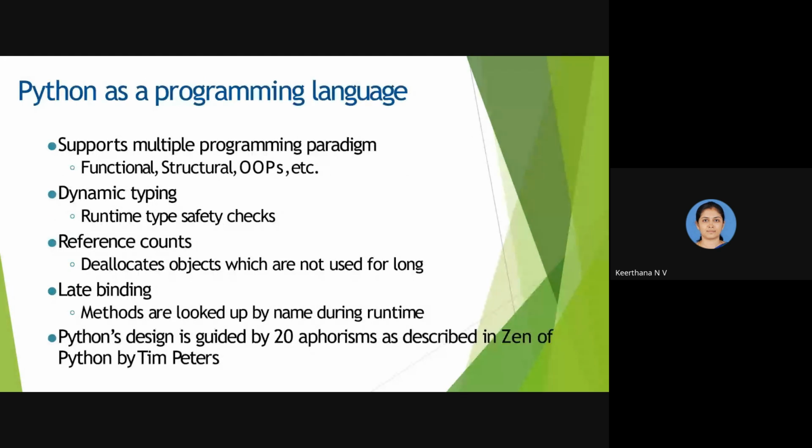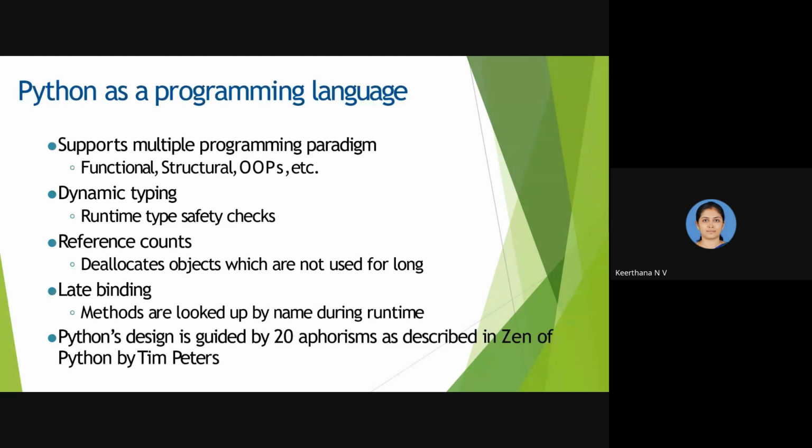Python as a programming language supports multiple programming paradigms. It is functional, that is, you can use conditional statements or control statements like that. It is also structural, so you can use structural statements in Python, and you can also implement OOPS concepts in Python using the class and object concept. The class and object concept is the same as Java, and it exists in Python also.